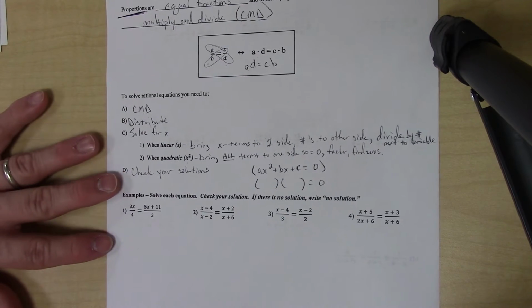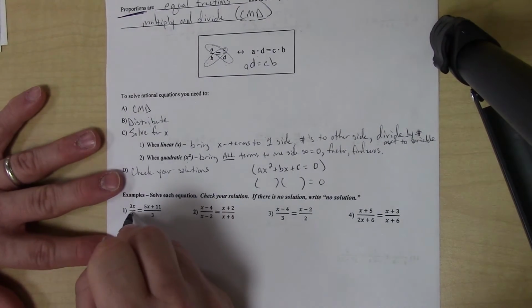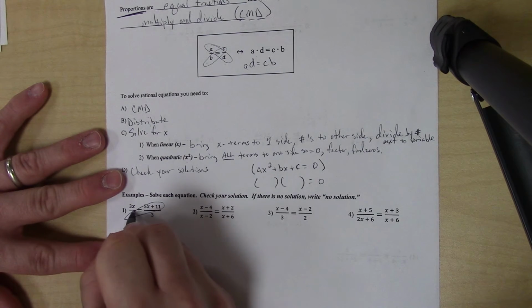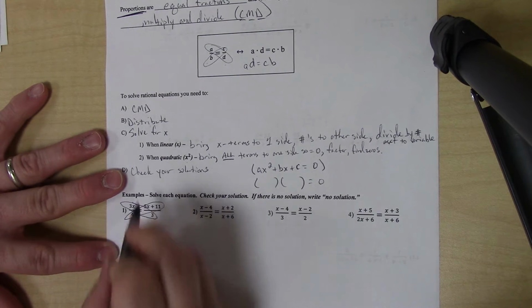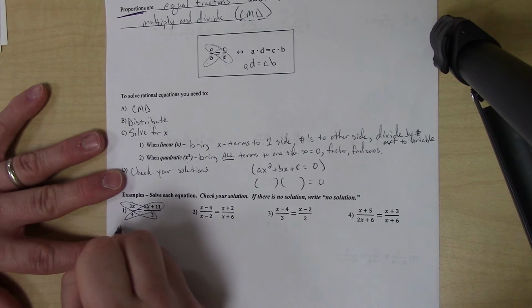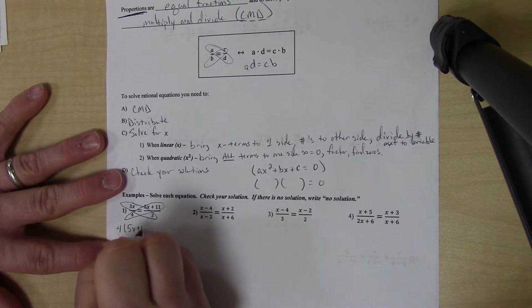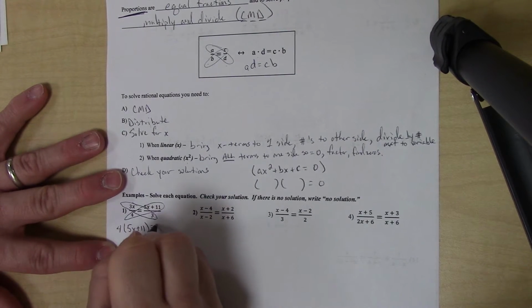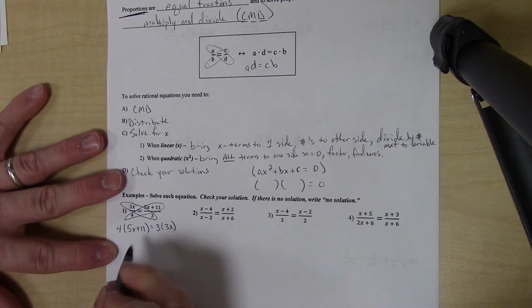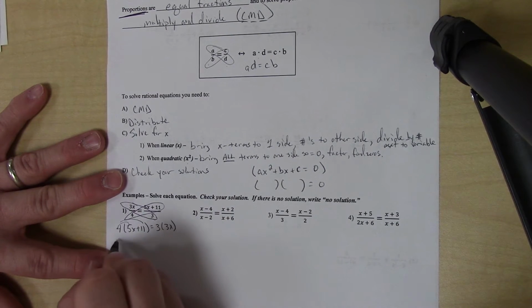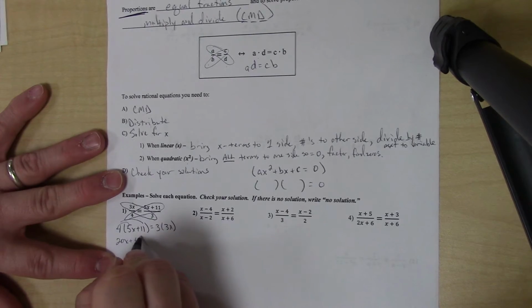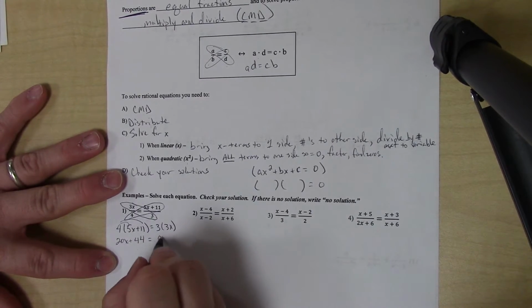So on example 1, what I've got here is I'm going to cross multiply these, and I'm going to cross multiply these. Okay, so 4 times this, and I'm going to rewrite it like that, 4 times 5x plus 11 equals 3 times 3x. Okay. Now here I'm going to have to distribute. I get 20x plus 44 equals 9x.